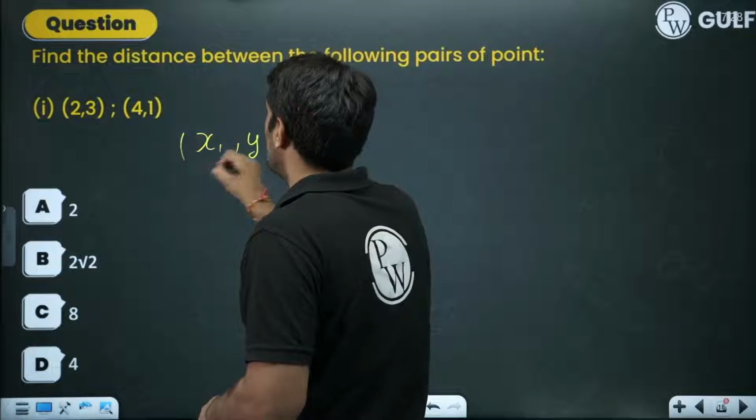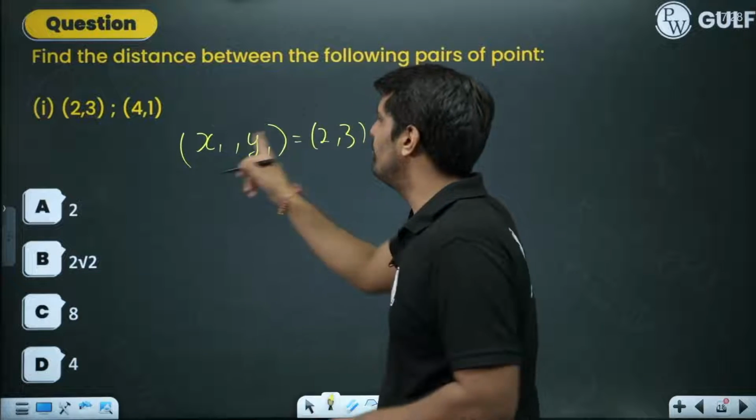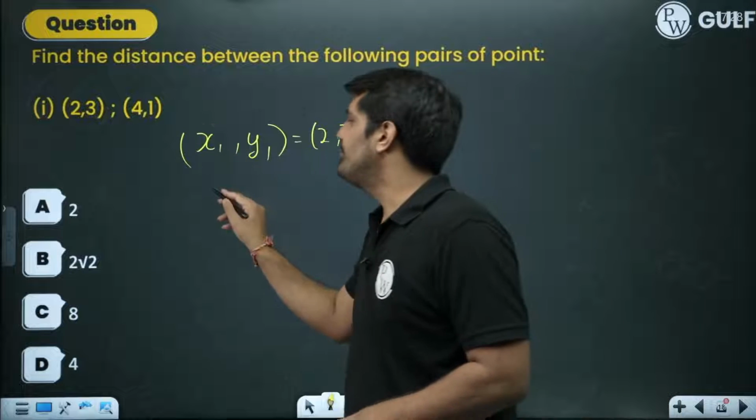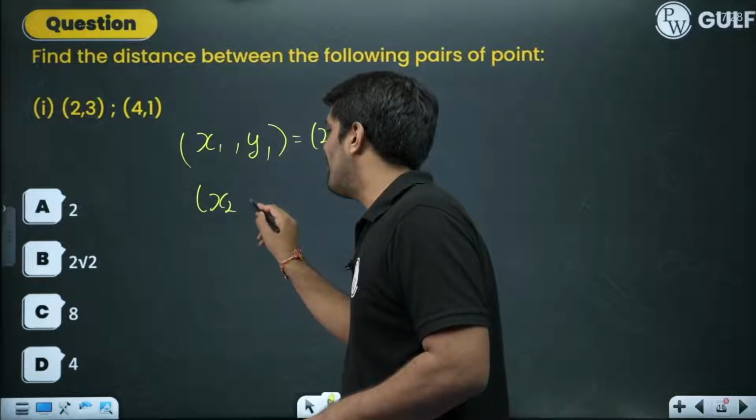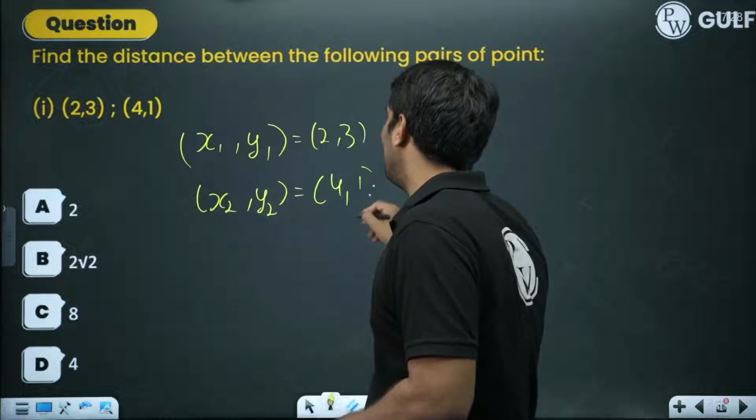So over here, see x1 comma y1 is 2 comma 3. So x1 value is 2, y1 value is 3. x2 comma y2 will be what? x2 comma y2 will be 4 comma 1. So how will we calculate the distance?